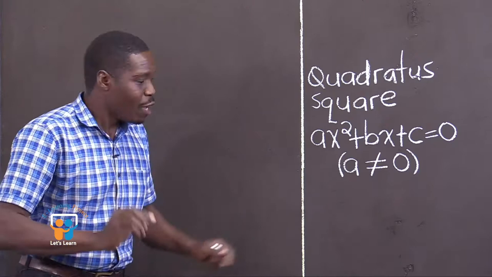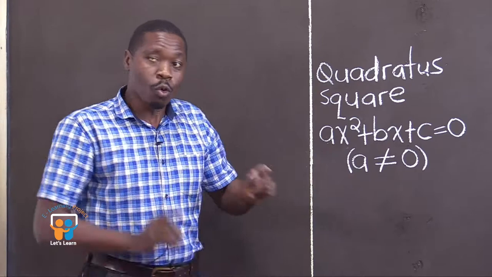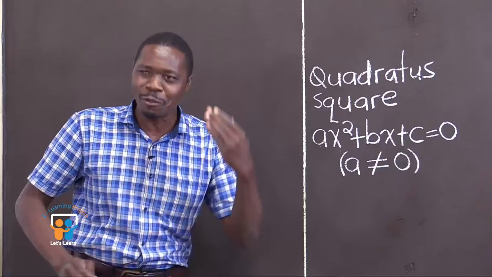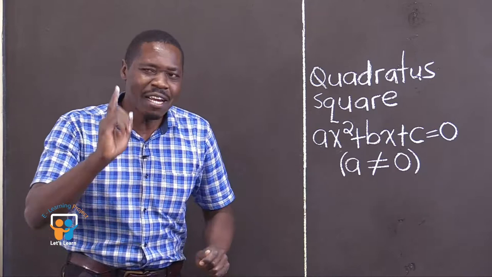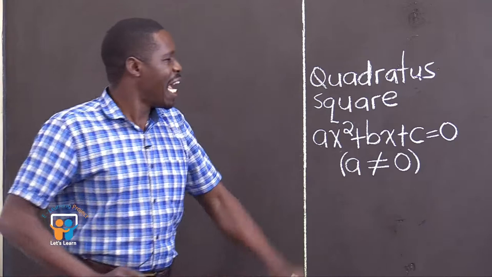Remember, when a is zero, then it means that the x squared disappears. And once it disappears, we remain with bx plus c equaling zero, which ceases to be a quadratic equation. It now becomes a linear equation. That's why we are saying these are the types of equations in the form ax squared plus bx plus c equaling zero, where a is not equivalent to zero. And remember, your teachers must have told you from school that a is known as the quadratic coefficient, b is the linear coefficient, and c is what we call the constant.